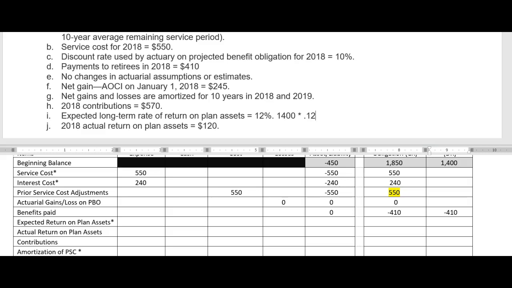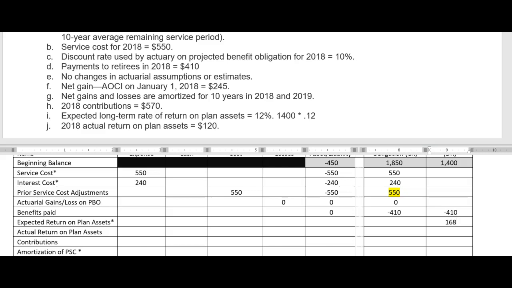So in this case, it's going to be 1,400 times 0.12, and when we do that, we get 168. Now, that 168 is going to increase. For example, again, if you put cash in a savings account, you get 3%. Do you have more or less cash when you come to the end of the year if you don't touch it? Well, you're going to have more. You're getting a return. So our actual return is going to be 168. That's taking up our balance in the PBO.